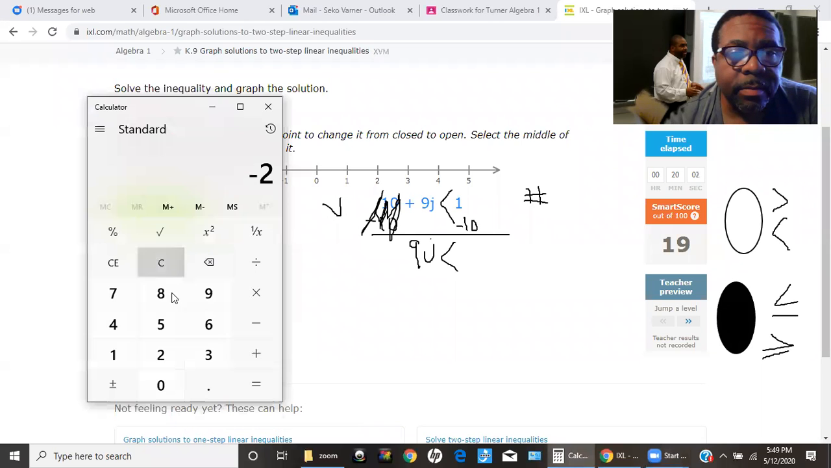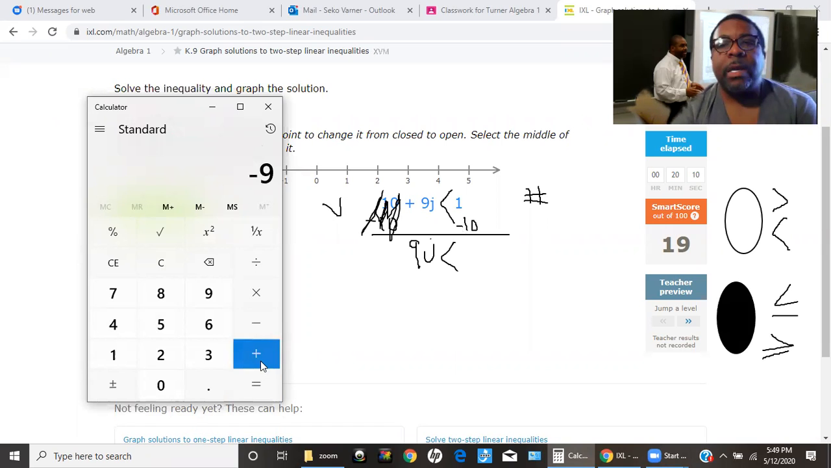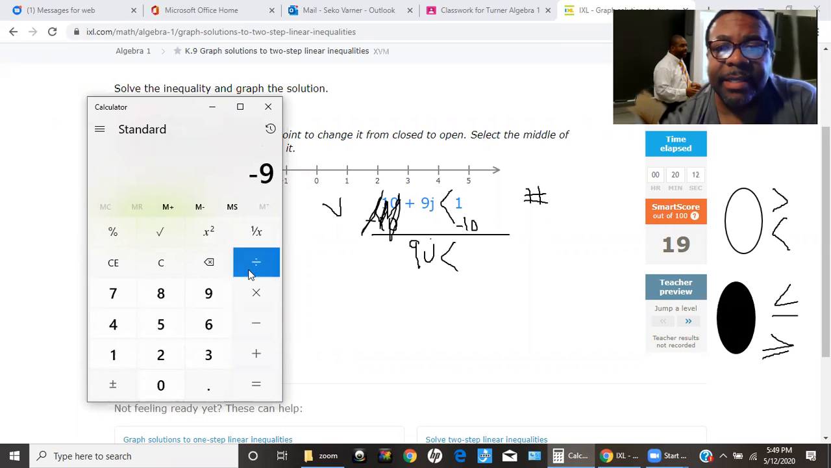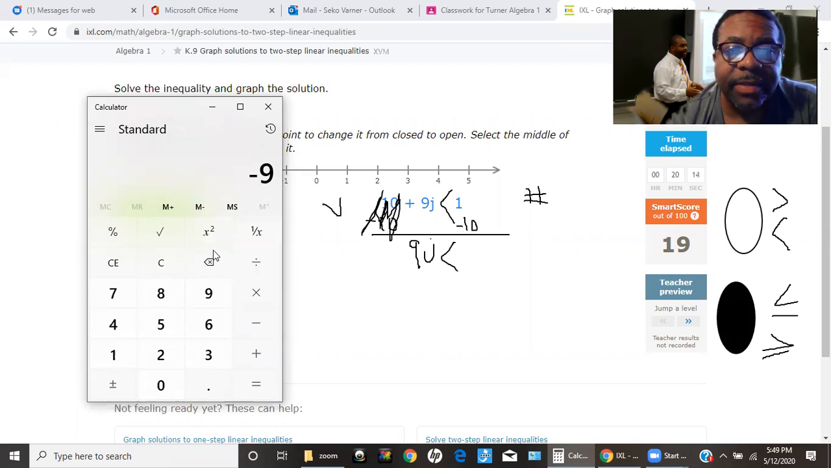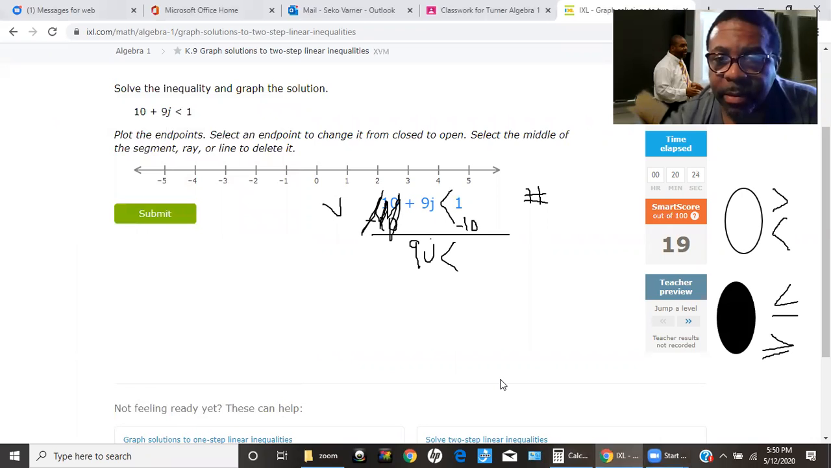1 minus 10 is -9. Some of you might be saying, Mr. Varner, that's actually 1 combined with -10. All right, so 1 combined with -10 is -9. Same answer, okay? Good, I'm glad you picked up on it.